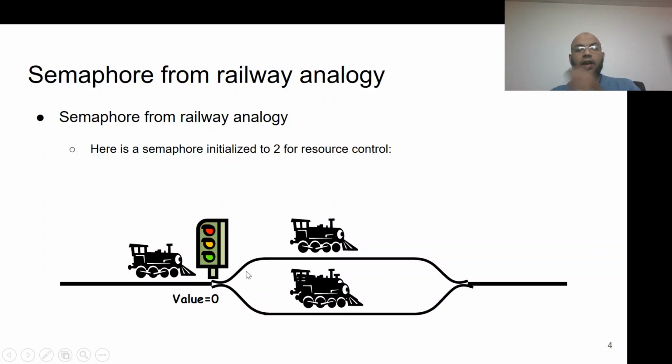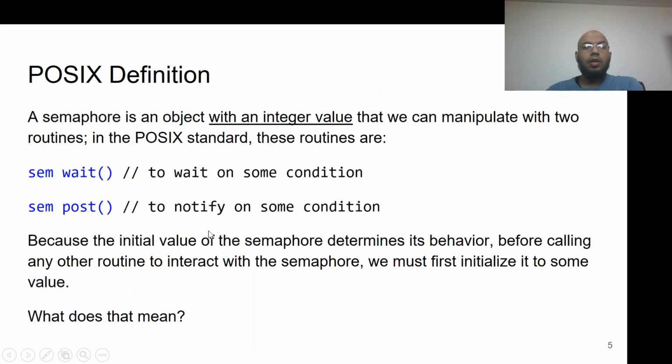You can basically have two resources. If there are no trains, then the value will be 2. If one train goes into one of the tracks, then you will have the value of 1. If another train comes to the other track, then you will have the value of 0. And then if a third train shows up, the third train cannot proceed. Okay. Now, these were like the original semaphore definitions that you would find in many operating systems books.